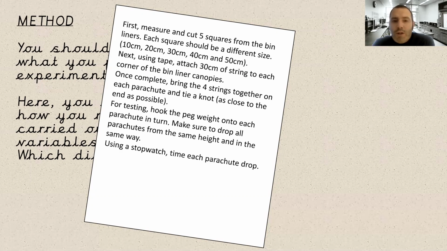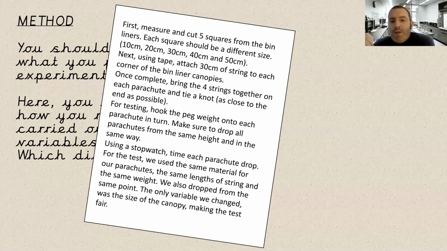Using a stopwatch, time each parachute drop. When do I start the stopwatch? So, as you drop the parachute, start the stopwatch. When the parachute lands, stop the stopwatch and record the time. We can add in more. The better detail we have in our investigation, the better able the people that follow behind us are able to come and check it again.